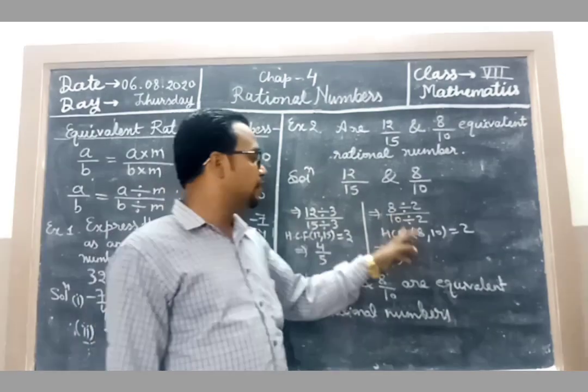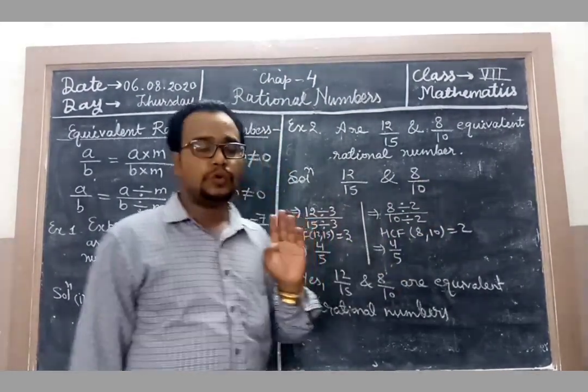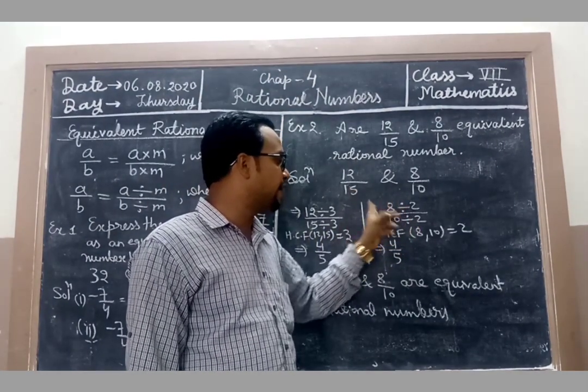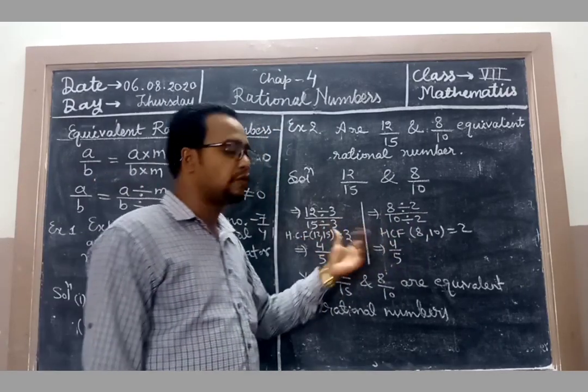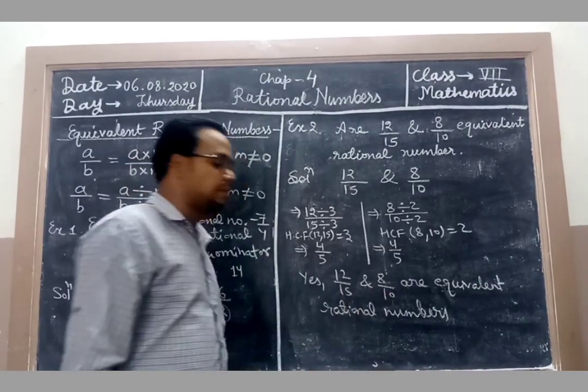Similarly, for 8 by 10, the highest common factor of 8 and 10 is 2. So we divide both numerator and denominator by 2. 8 divided by 2 is 4, 10 divided by 2 is 5. So we get 4 by 5 and 4 by 5. Both are equal. Yes, 12 by 15 and 8 by 10 are equivalent rational numbers.